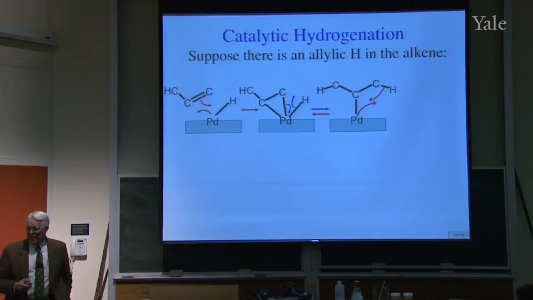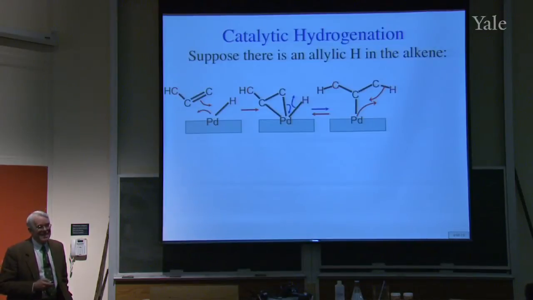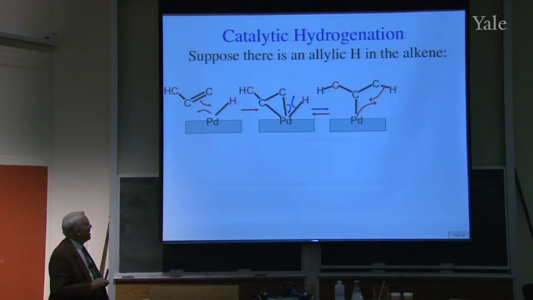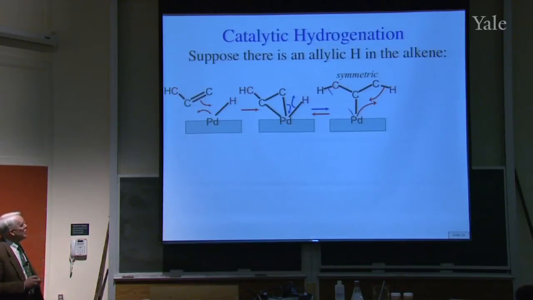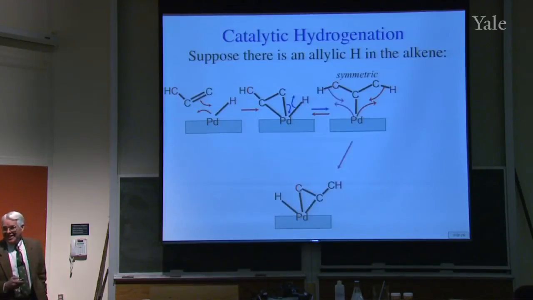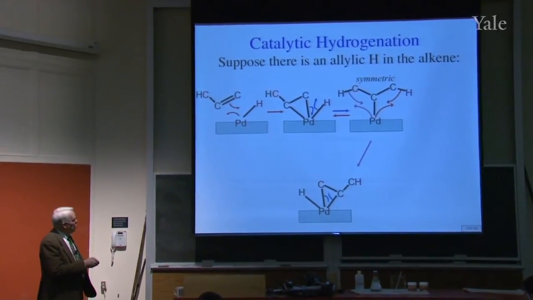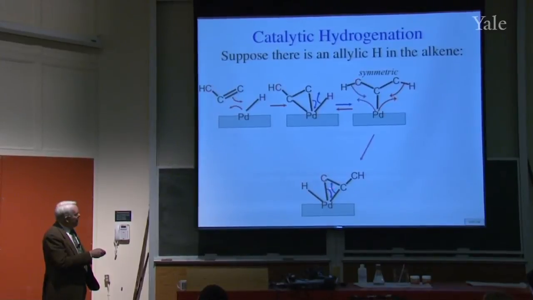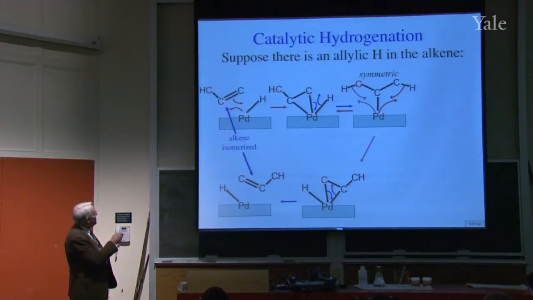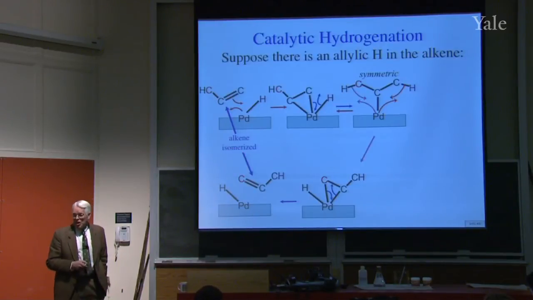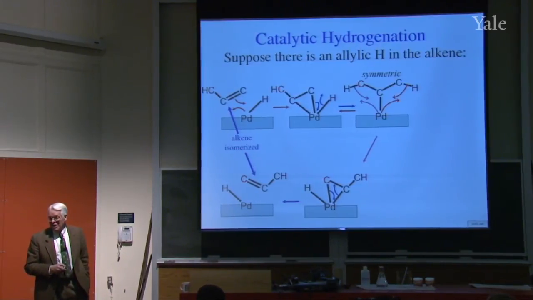Can anybody see another option? Leon? Aha, that compound is symmetric if you have an allylic hydrogen, right? So it could unzip that way too, okay? And now instead of going back to this, you go back to this, right? And if that does the reductive elimination, you come back here. And now you'll notice that has isomerized the alkene, right? The double bond moved next door, okay?